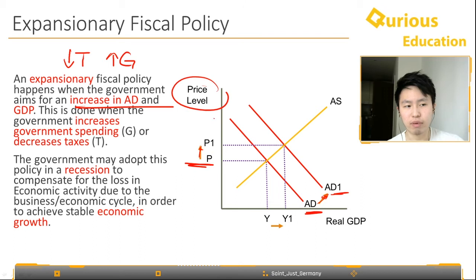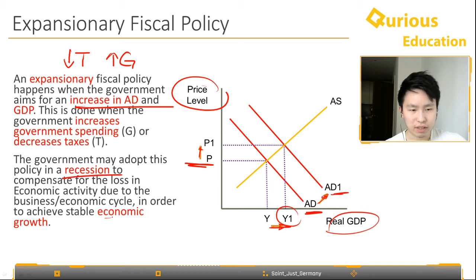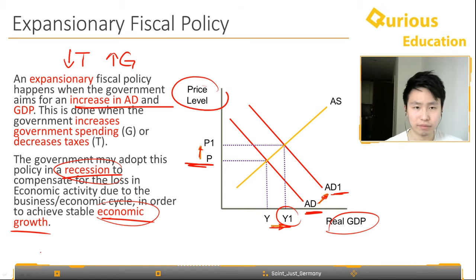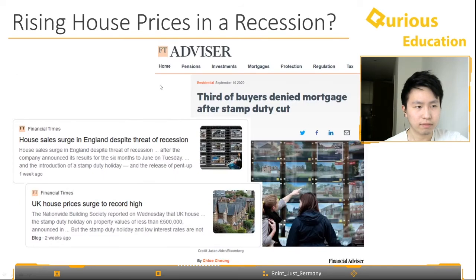So therefore, in this diagram, we can see that the price level in the economy would increase because people are buying more goods and services, and therefore they are willing to pay a higher price for it. And also, the GDP would increase as well, since we need to produce more goods and services in order to satisfy that demand. So we've talked about this. We would do it in a recession, reduce taxes or increase government spending so that we would be able to grow the economy once again.